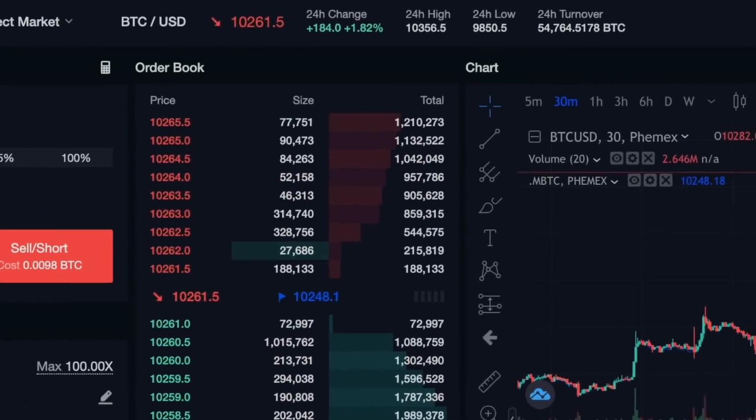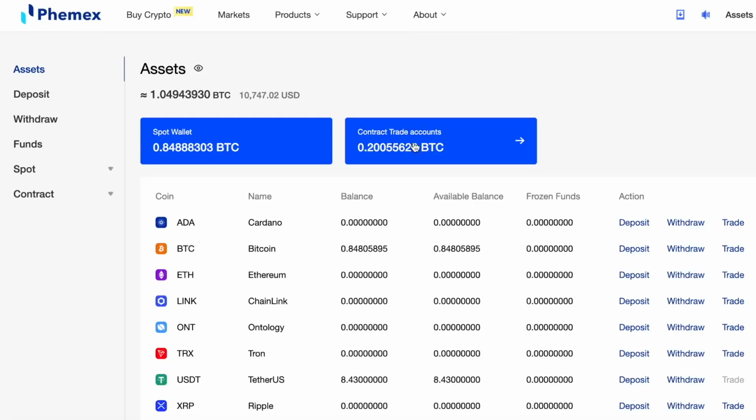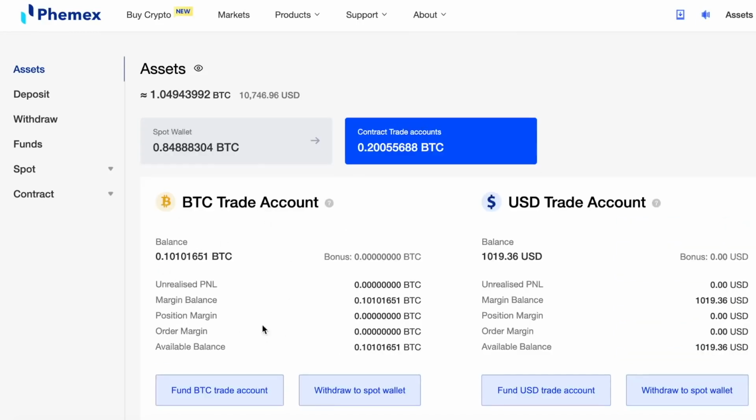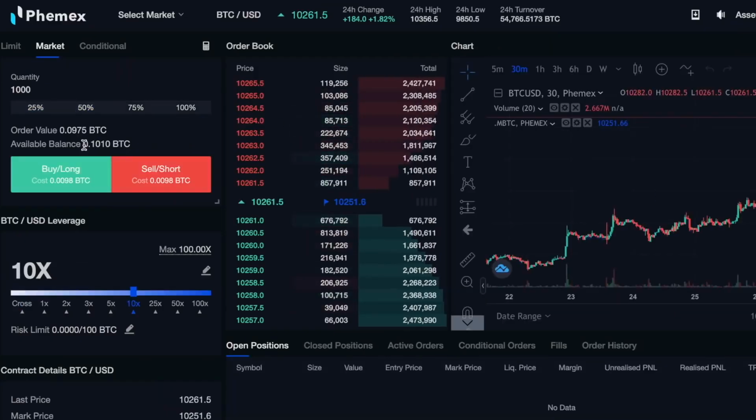In that case, you have to click assets up here and you go over to this page and you have to click contracts trade accounts. You need to fund this Bitcoin account to be able to trade derivatives on Phemex. But let's go back to this page. So I already have 0.1 Bitcoin in this available balance.